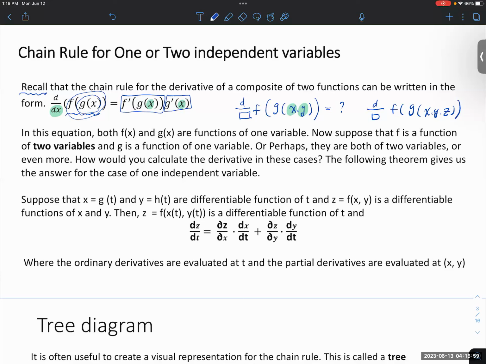One more time, we're going to suppose that f is a function of two variables, not one variable. We dealt with one variable in Calculus 2, but now we are going to take the derivative with multiple variables, two or three. How would you be able to calculate the derivative in these cases? The formula is actually given, but nobody is going to remember it, right? So I will show you a more visualized idea, and then I will come back to this formula.